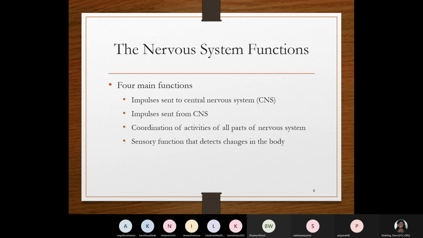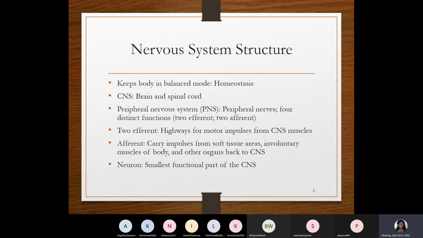So overall, one way to understand the nervous system is that it coordinates the body's functions. So with our nerves, it allows us to detect and respond to stimuli, which is basically changes within or outside of our body. Now, with the central nervous system, there is a certain structure. So the main point of our body is to make sure that it's kept in balance.